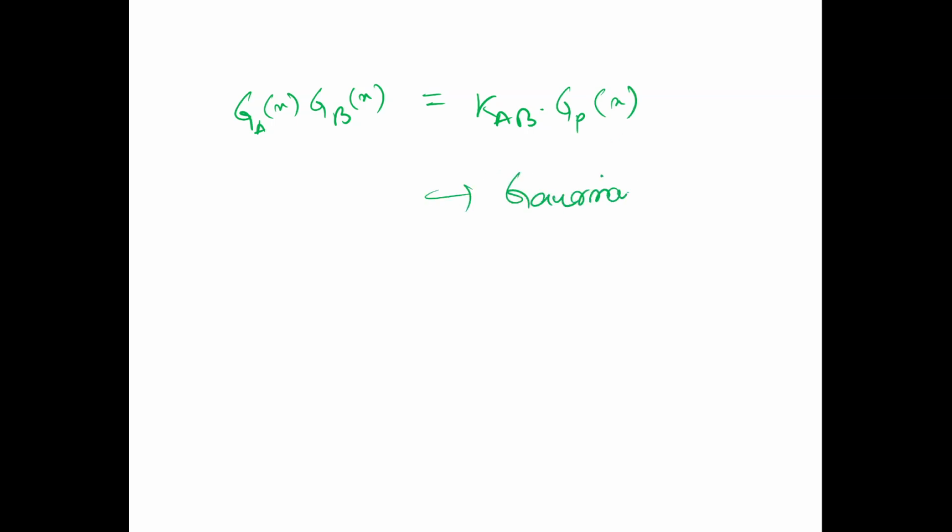So finally, what you are getting: you take these Gaussians GA and GB of x that are at different centers. Now what you are getting is KAB times GP of x. So this is the Gaussian product theorem. So you can pre-compute this KAB and you will get a new Gaussian, right?